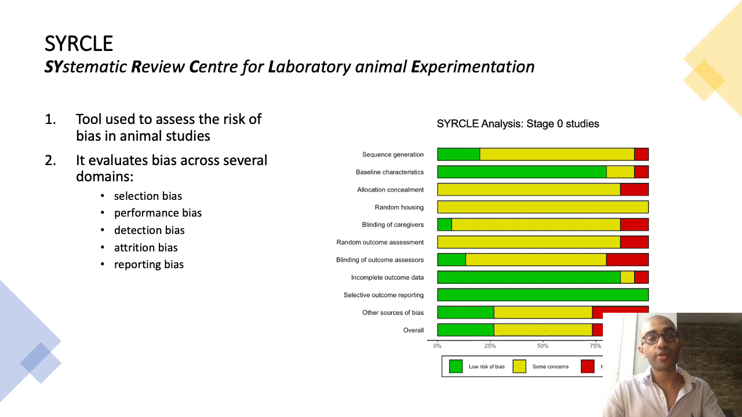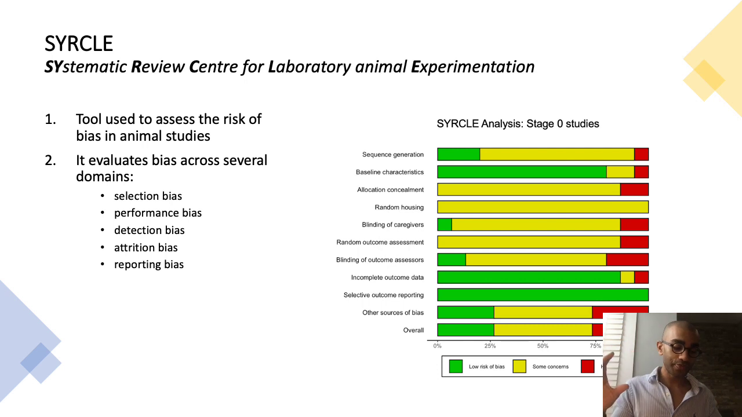They're similar, but there are some differences. Again, it has different domains. It covers selection bias, performance bias, detection bias, attrition bias, and reporting bias. There are also some niche things such as, for example, random housing. Because, for example, if you put rats next to each other, they will influence each other.